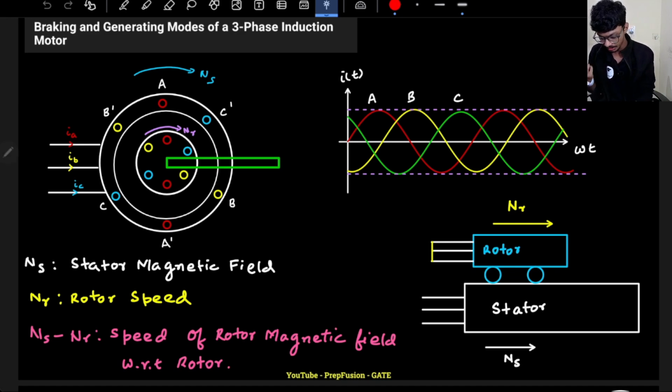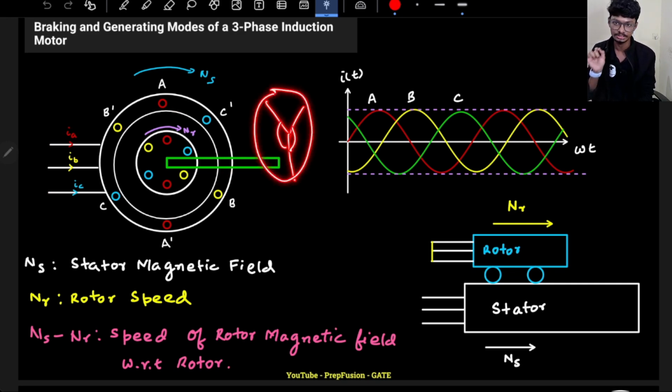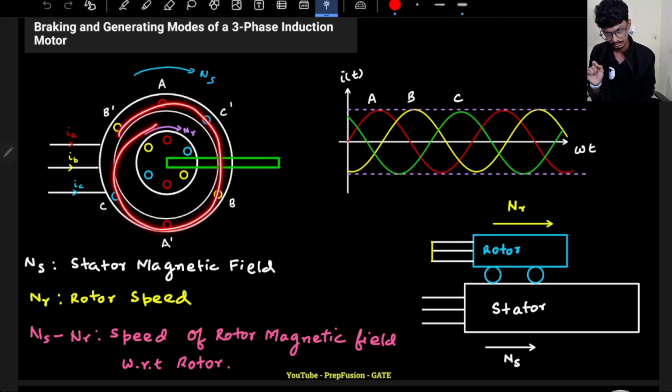I provide a supply on the stator side, a three phase balanced supply, and the windings are space displaced by 120 degrees. If they are space displaced by 120 degrees, and if I am applying a three phase balanced supply, then it will generate a rotating magnetic field. Okay, a rotating magnetic field will be generated.